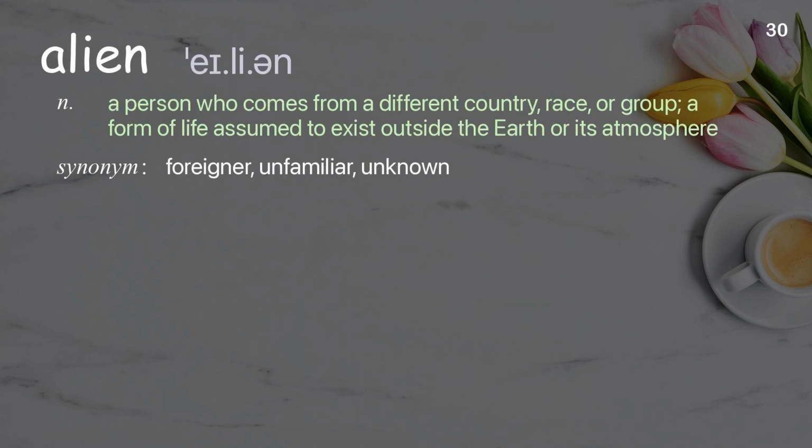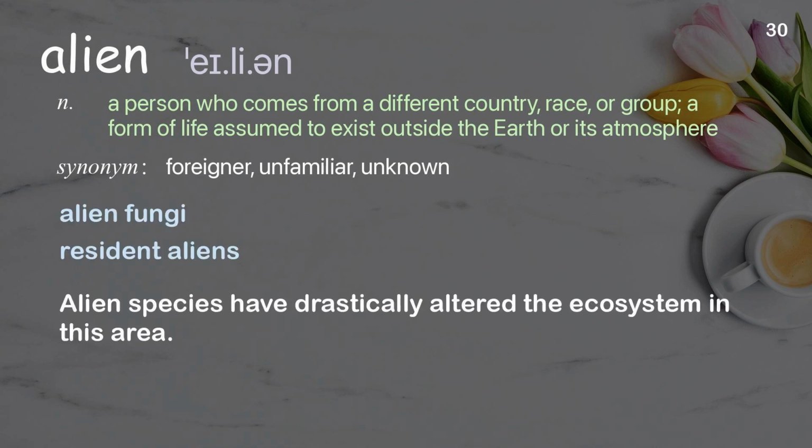Alien. A person who comes from a different country, race, or group; a form of life assumed to exist outside the Earth or its atmosphere. Examples: alien fungi, resident aliens. Alien species have drastically altered the ecosystem in this area.